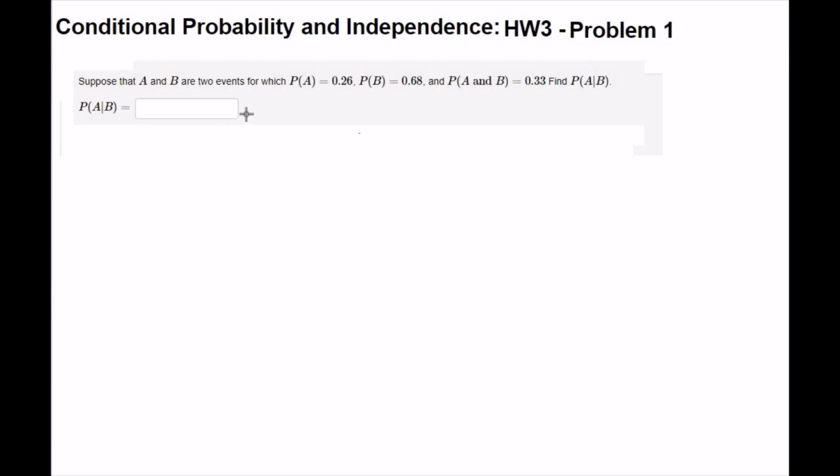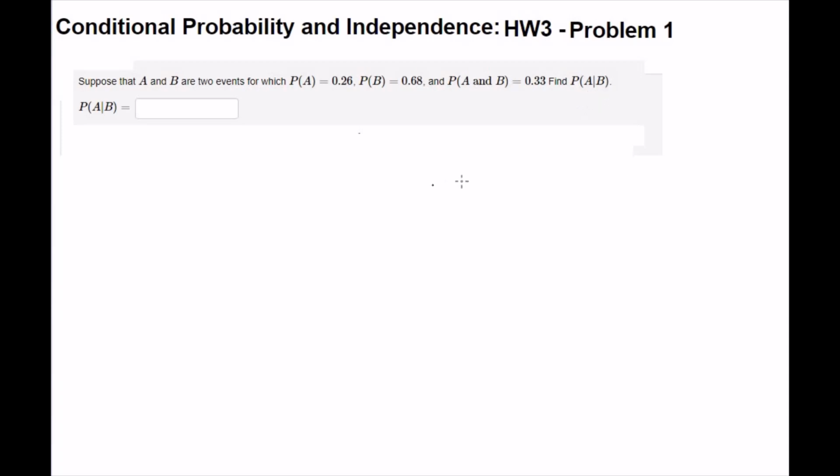Suppose that A and B are two events for which probability of A is 0.26 and probability of B is 0.68 and probability of A and B is 0.33. Find the probability A given B.